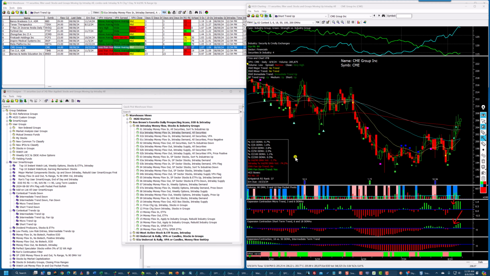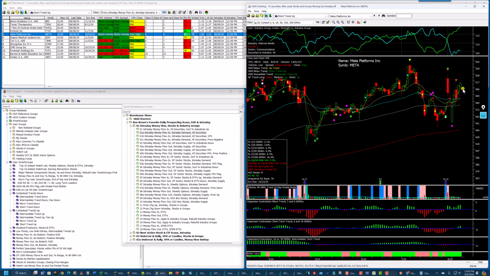Now the fan is down on this. You can see the information over here, and the criteria for a down fan is here. Here's the 200, the 100, the 50, and the 18, and they're all stacked to the downside. Okay, let's go back up to Meta and look at it.